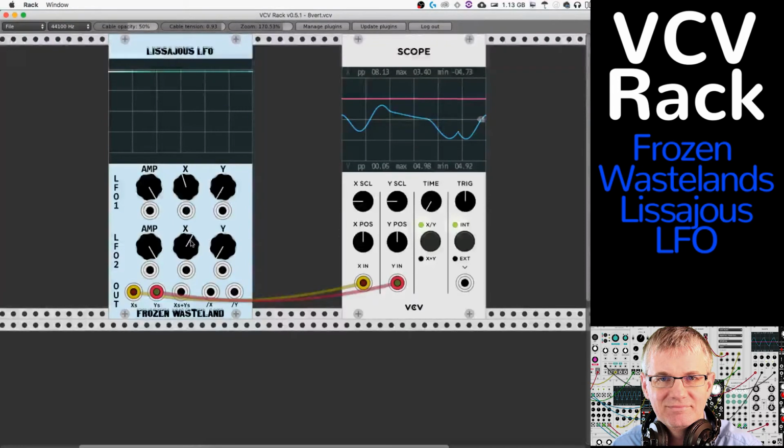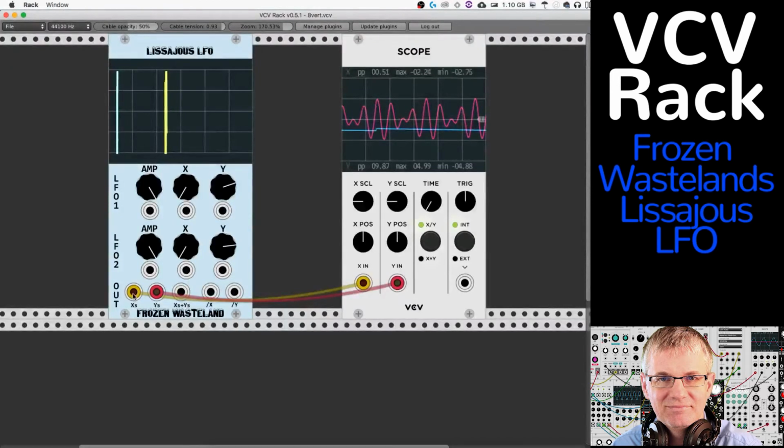Okay, so now I can get the same results with the Y's. So if I turn up LFO1 Y and I turn up LFO2 Y, you can see my pink line is doing all kinds of funky things. Pretty cool. Now, those are the two independent. What about this one right here? What does this mean? X's plus Y's.